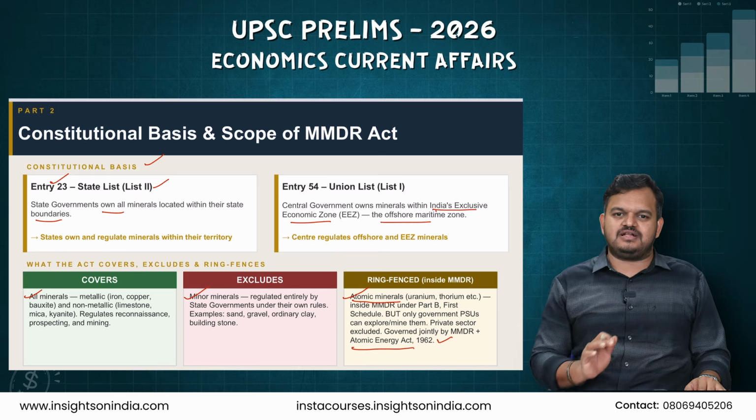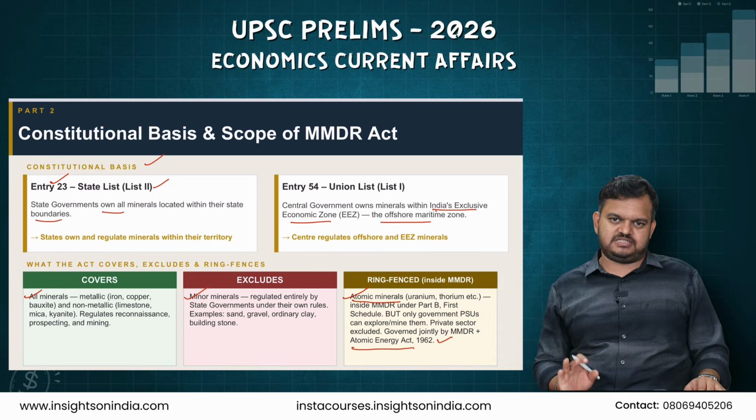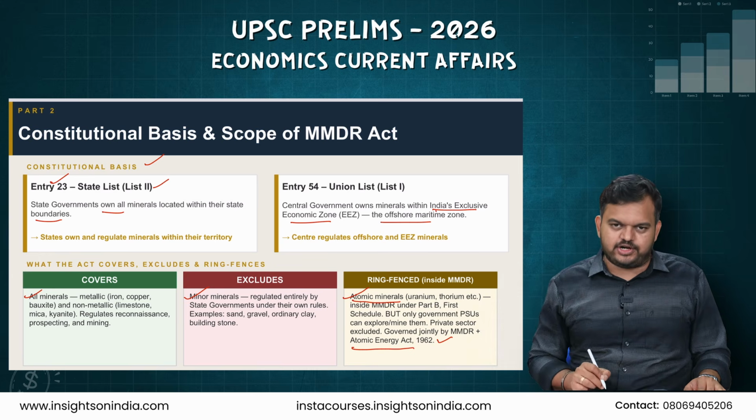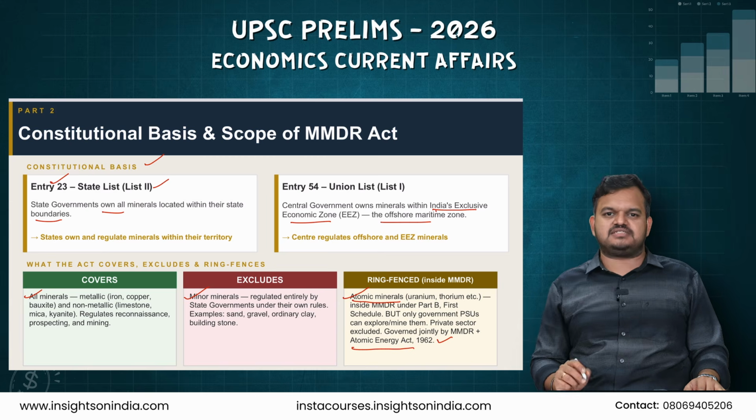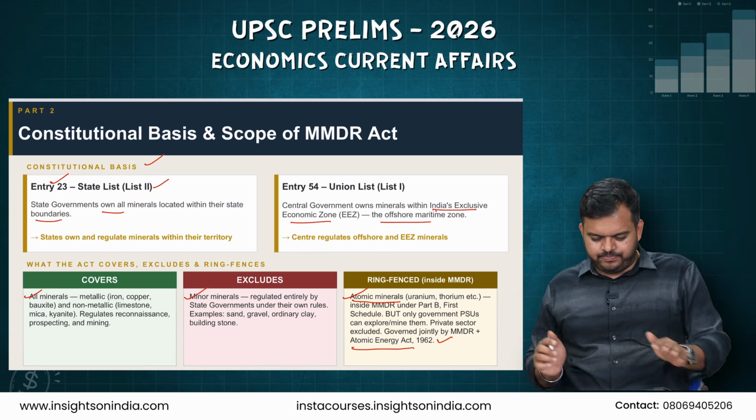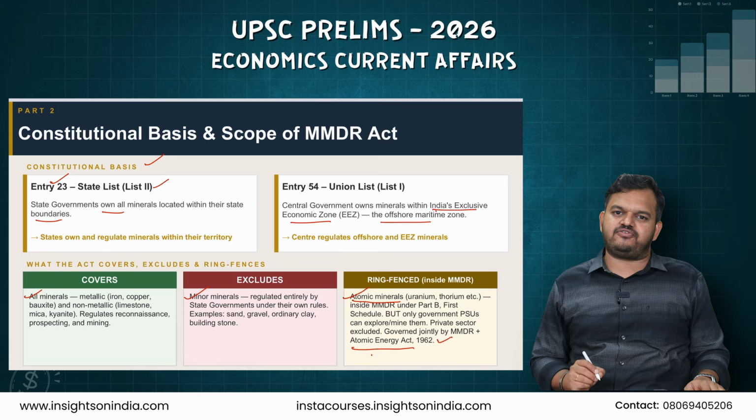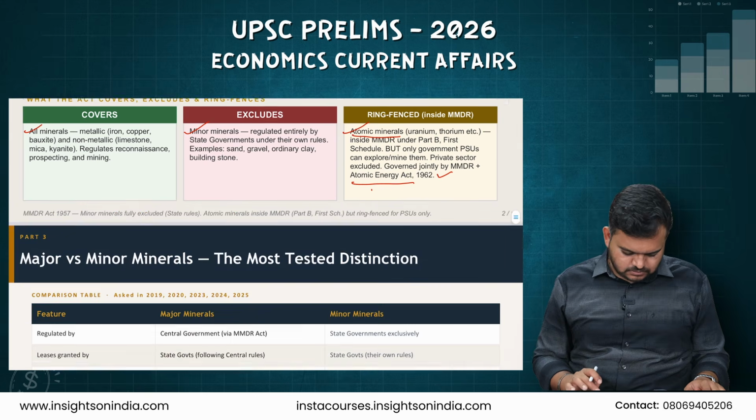When you talk about minor minerals, it is exclusively the zone of state governments. When you talk about atomic minerals, yes, there is a separate list of atomic minerals covered in MMDR Act, but certain rules regarding atomic minerals are also governed by Atomic Energy Act of 1962. That means what? There are two laws which govern atomic minerals. That's all you must know.